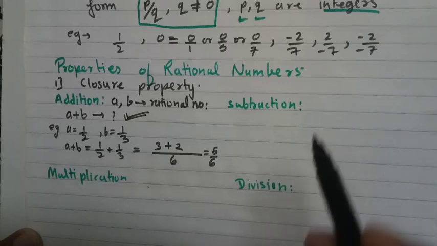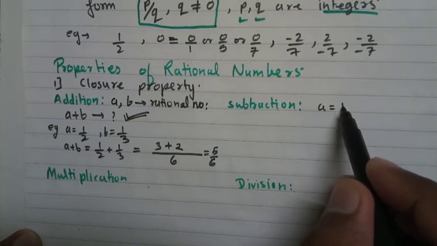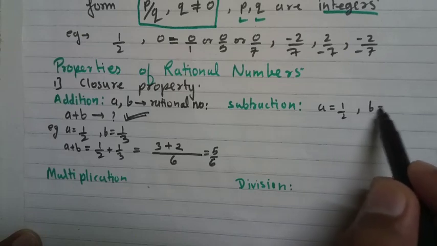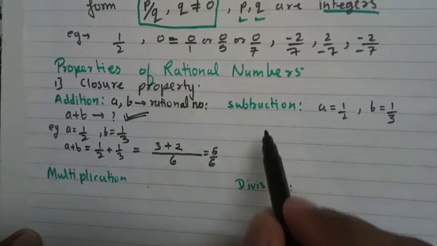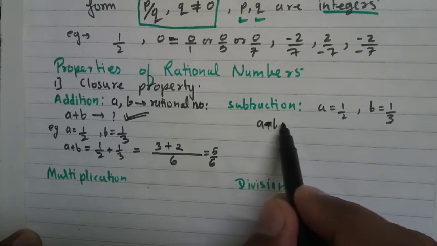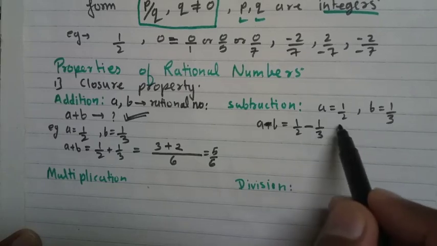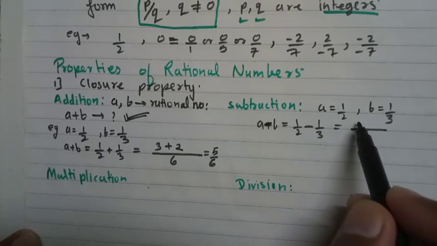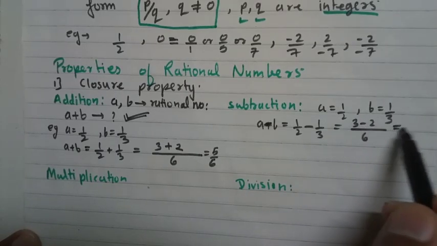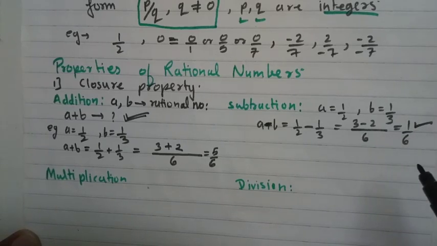Now let's do it for subtraction. Again I am taking the same numbers, a equal to 1/2 and b equal to 1/3. Then a minus b is equal to 1/2 - 1/3. The LCM is 6, so it becomes 3 - 2, which comes out to be 1/6. Again, this is a rational number.